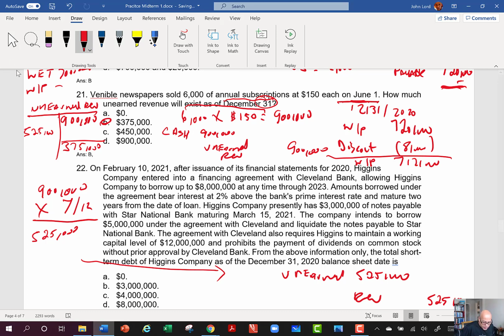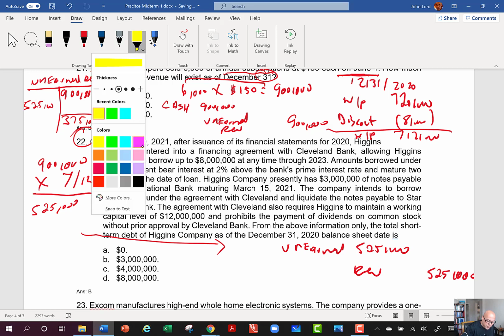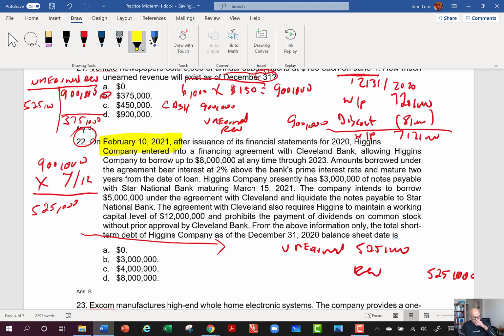Okay, good. Let's go ahead now, we're on 22. I know I used up some of the room from 22 for 21 here. So let's take a look at this question. On February 10th, 2021, after issuance of its financial statements, so we've already issued the financial statements, Higgins Company entered into a financing agreement with Cleveland Bank, allowing Higgins Company to borrow up to $8 million anytime through December 2023.